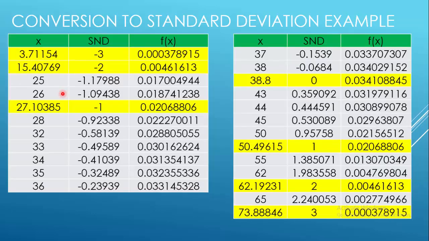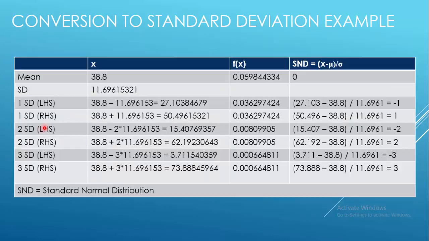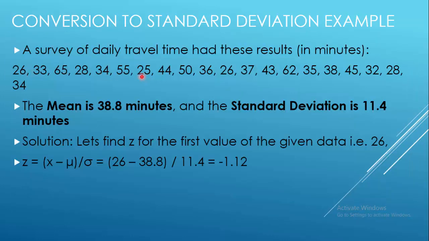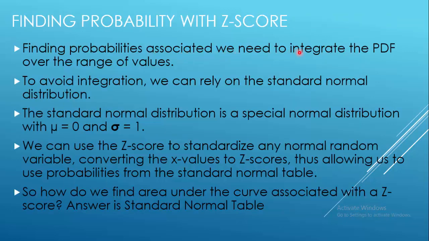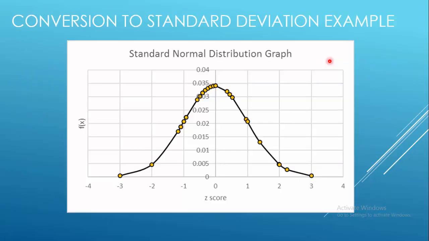Now we have to find the other values for 25, 26, 28, and then we have plotted these values on this graph. So for finding probabilities, we need to integrate the PDF over the range of values. We have talked about it previously, that to find probabilities we have to integrate the PDF, because these values are not the probabilities. The area under these values is the probability. So we have to take an interval and integrate it to get the area, and that will give us the probability.